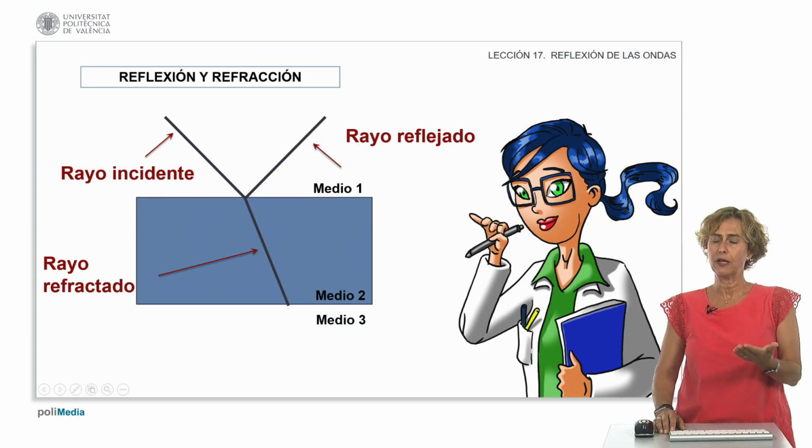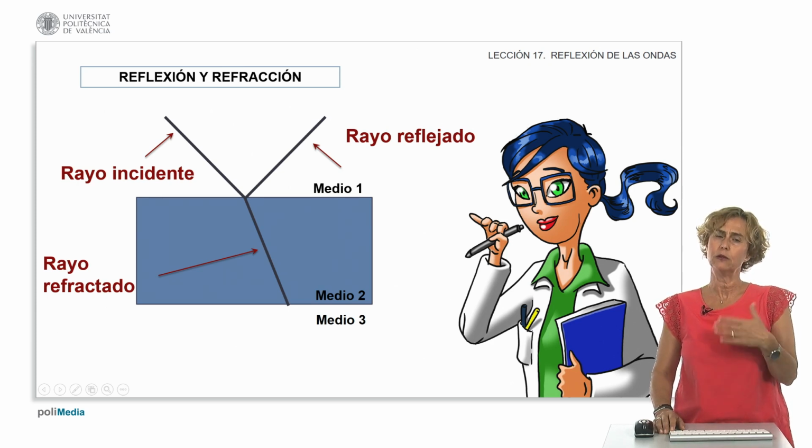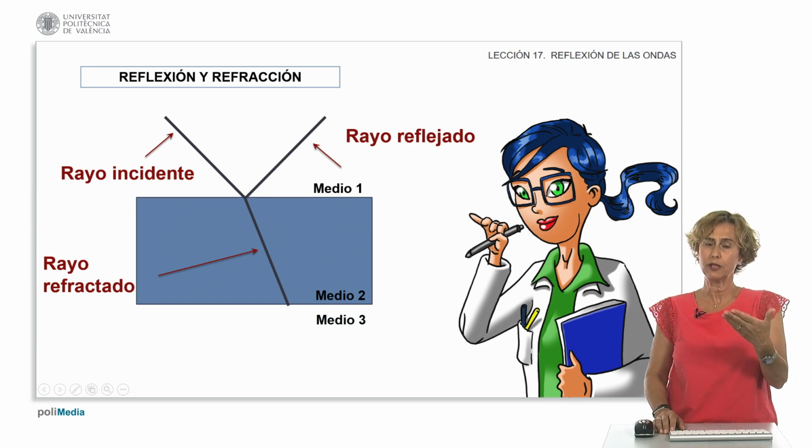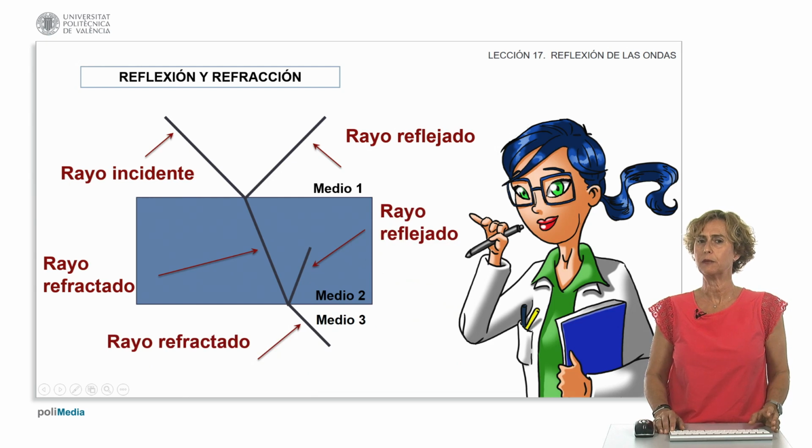The reflected ray returns to the same medium with that change of direction, while the refracted ray propagates in a different medium. If we were now to have another interface, i.e., a change of medium, we would again have the same phenomenon. We would again have a reflected ray that would return to medium 2 and a refracted ray that would pass to medium 3.